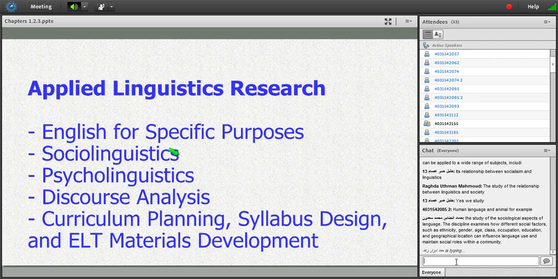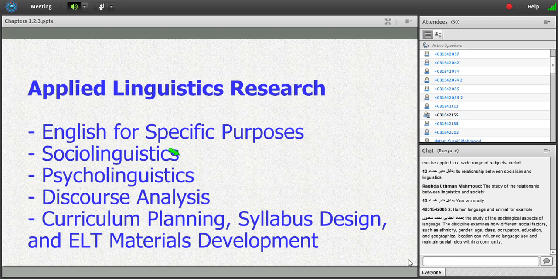For example, the discipline examines how different social factors, good. So how different social factors such as ethnicity, gender, age, class, occupation, education, and geographical location can influence language use and social roles within a community.